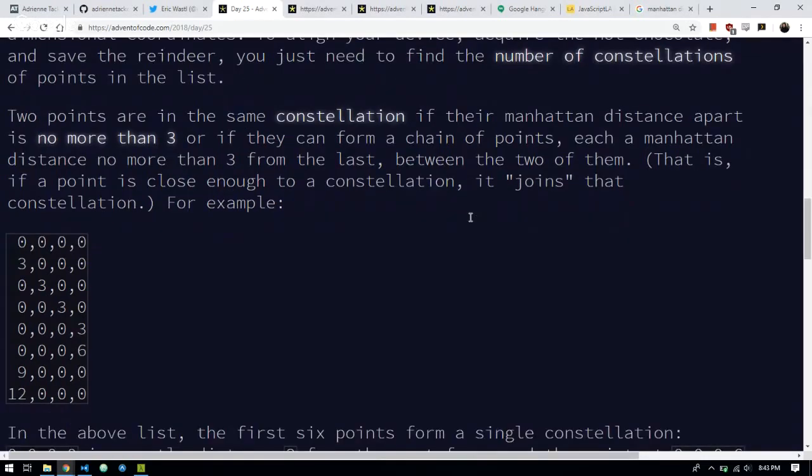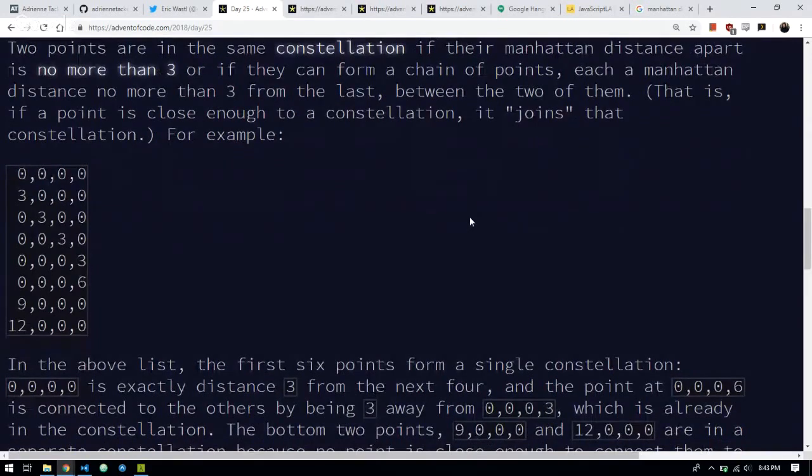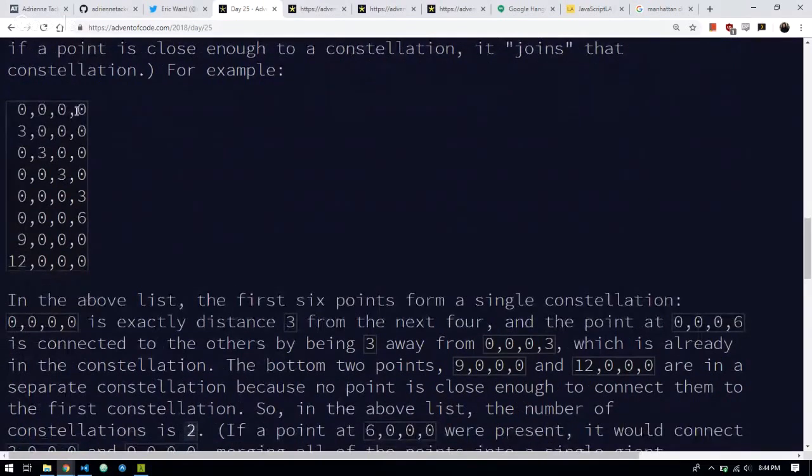So luckily they give you some examples, and sometimes this is helpful, sometimes it's not helpful at all, and it makes you more confused. For example, in the above list, the first 6 points form a single constellation. 0, 0, 0, 0, okay? It's exactly distance 3 from the next 4, and the point at 0, 0, 0, 6 is connected to the others by being 3 away. So I believe what that's trying to say is this: 0, 0, 0, 6 is exactly 3 from the next 4.